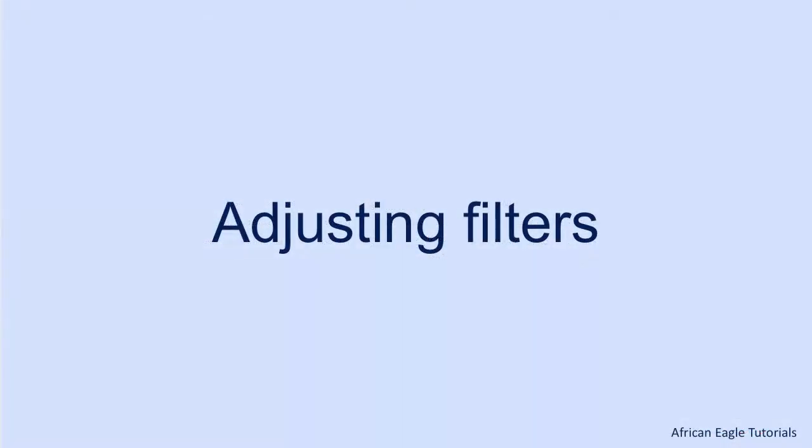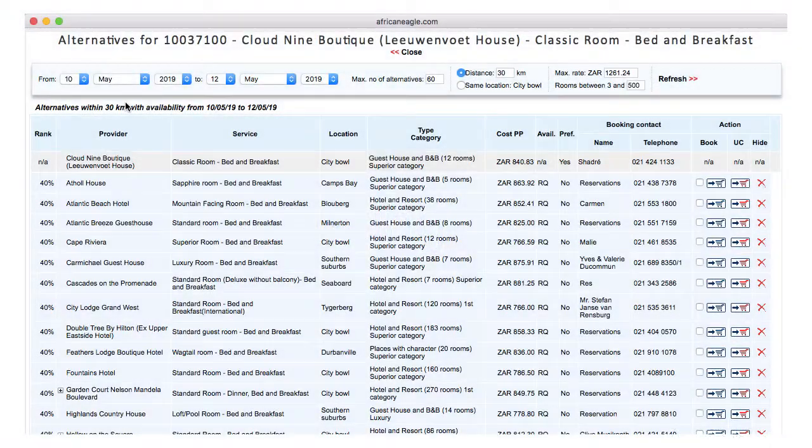For each filter, you can keep the default setting or adjust it. The date filter by default shows the dates of the original service. In this example, from 10 to 12 May, meaning the nights of 10, 11 and 12 May. If an alternative is only needed for one of the nights, the dates can be amended. For example, from 12 to 12 May, if only the last night is needed. And click Refresh. Note how the display changes.